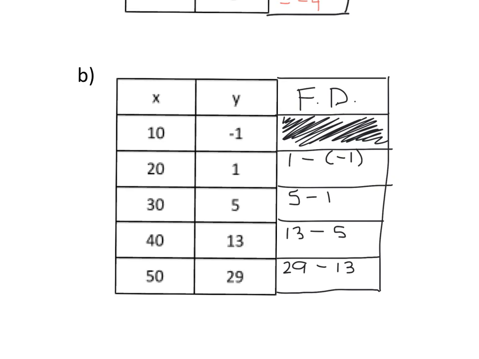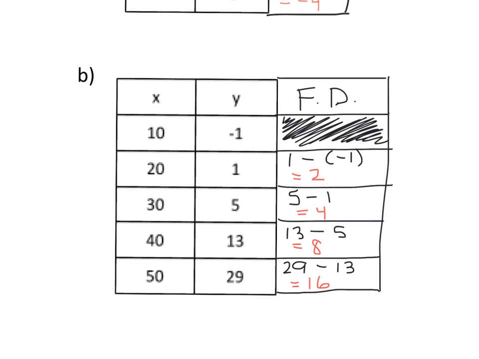So if we start at the bottom, 29 minus 13 is 16. 13 minus 5 is 8. 5 minus 1 is 4. And 1 minus -1 is 2.